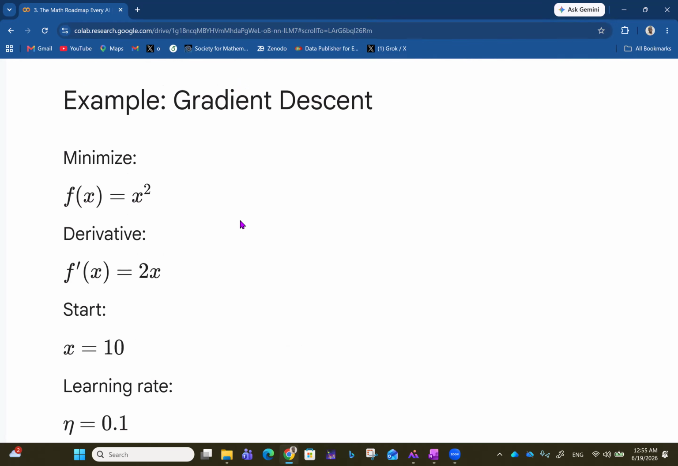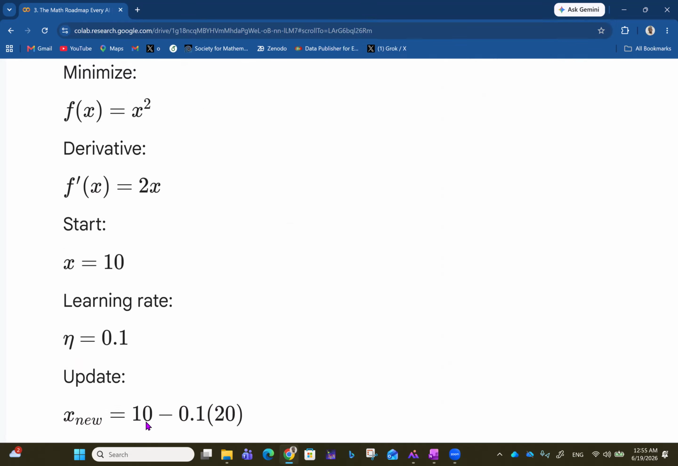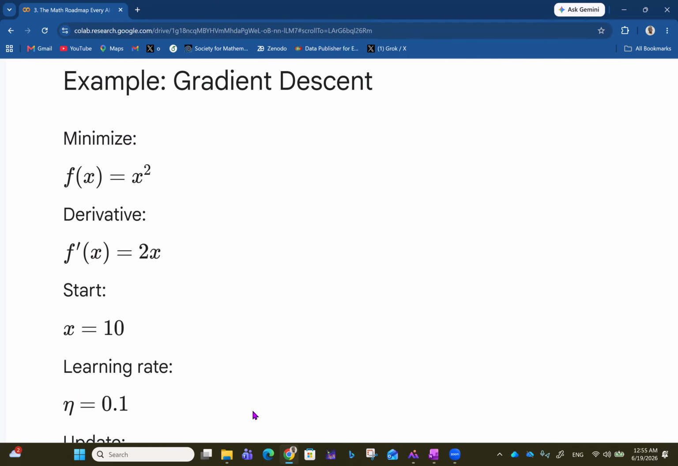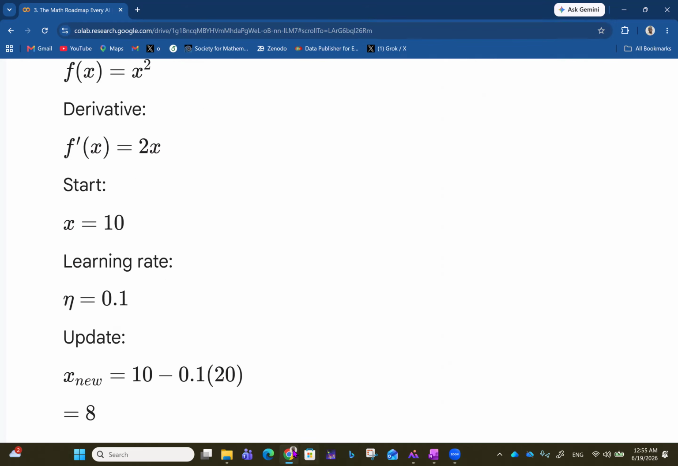So a practical example of gradient descent, right? f(x) is x squared, so the derivative f'(x) is 2x. If you start with x equals 10 and you have a learning rate of 0.1, then the new x will be 10, the old x, minus the learning rate 0.1 multiplied by the derivative. f'(x) equals 2x, so f'(10) is 2 times 10, which is 20. So you have 10 minus 0.1 multiplied by 20, and that's 10 minus 2, which is 8.